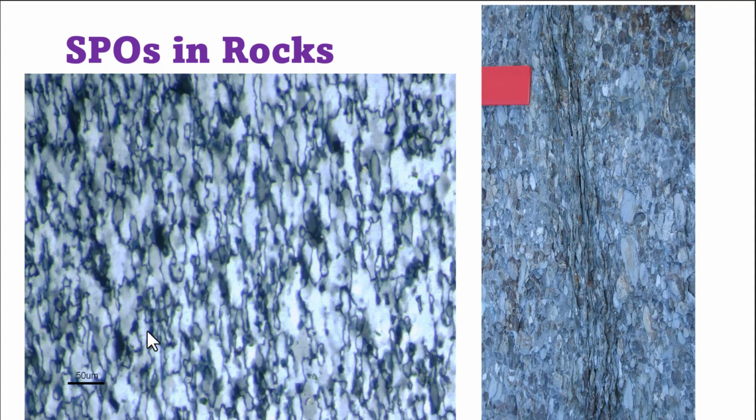On the left here is a quartz mylonite. One can see clearly that dynamically recrystallized quartz shapes define a beautiful SPO. So the subvertical foliation here is defined by the shapes of dynamically recrystallized quartz grains. On the right is an outcrop image of a deformed conglomerate. Again, there is a subvertical foliation defined by the alignment of the elongated pebbles.